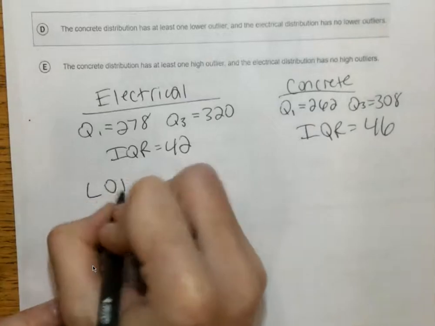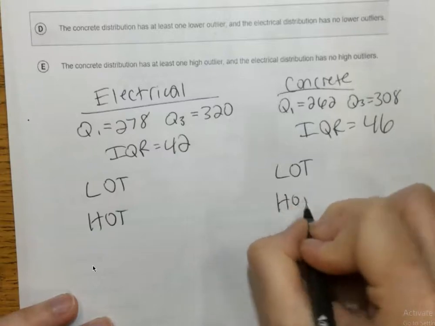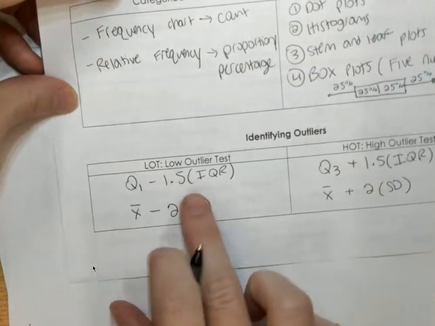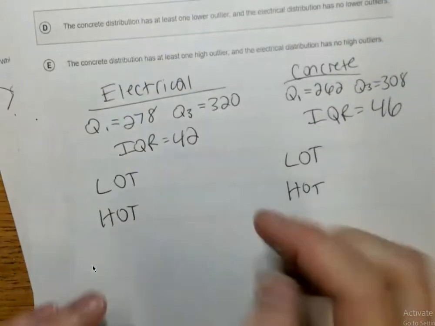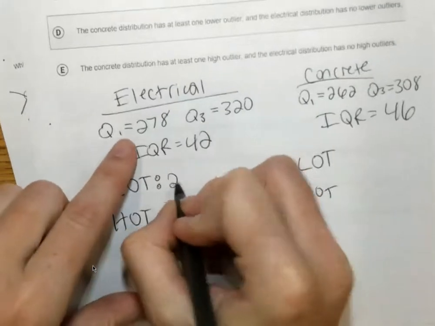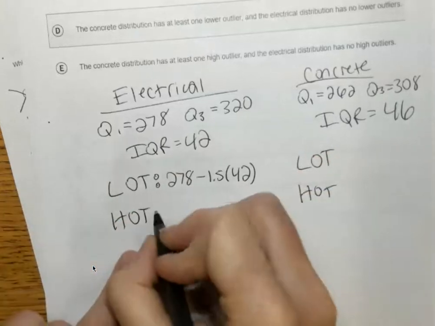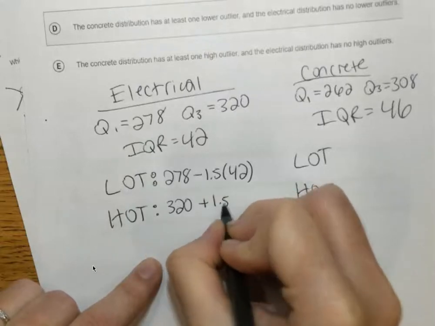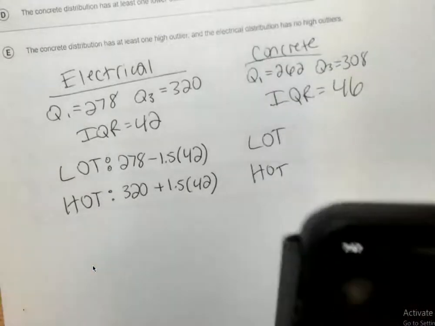All right, let's do my hot and my lot. Let me look back at that study guide that we already filled out. My outlier test, Q1 minus 1.5 times the IQR, Q3 plus 1.5 times the IQR. All right, so I got 278 minus 1.5 times 42. My hot's going to be 320 plus 1.5 times 42. All right, let's see what I get with these two numbers.